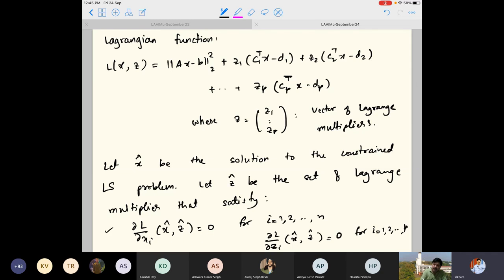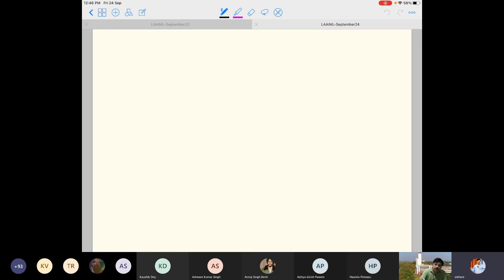So by this differentiation you'll get some information, and this differentiation is only going to give you all the constraints back, right? So differentiating with respect to zi will give all the constraints back. You can just quickly verify this is actually equal to Ci transpose x hat minus di is equal to 0, correct? For i is equal to 1, 2 up to p. You are of course evaluating at the point x hat and z hat, so that's why I wrote x hat.